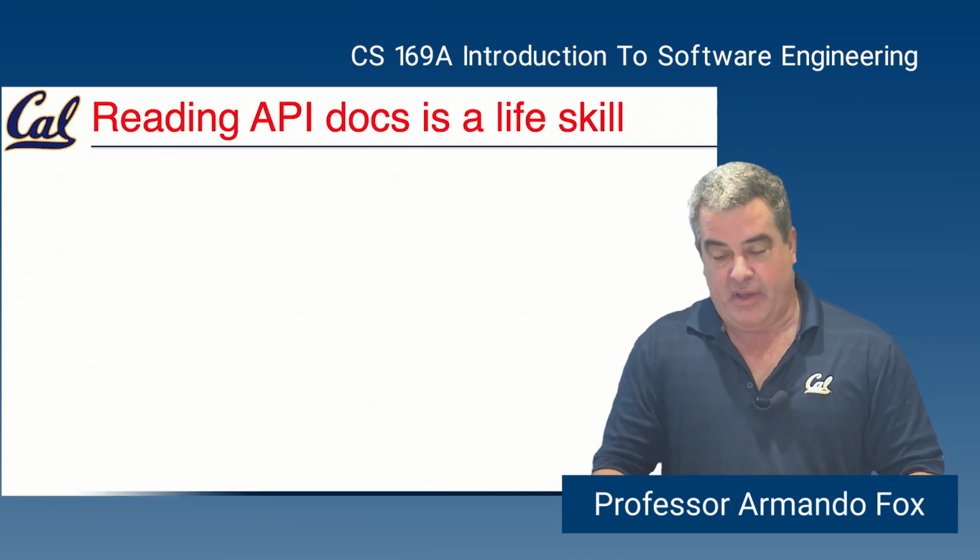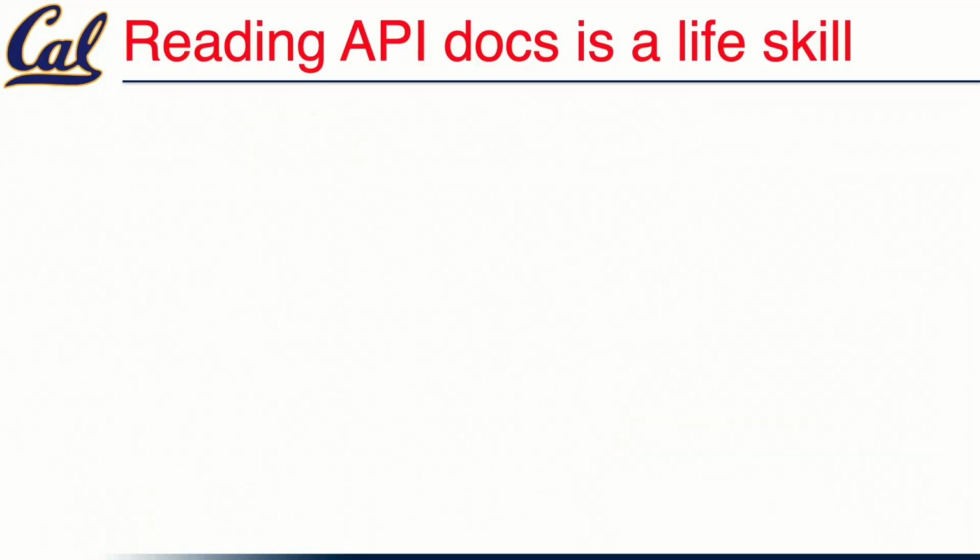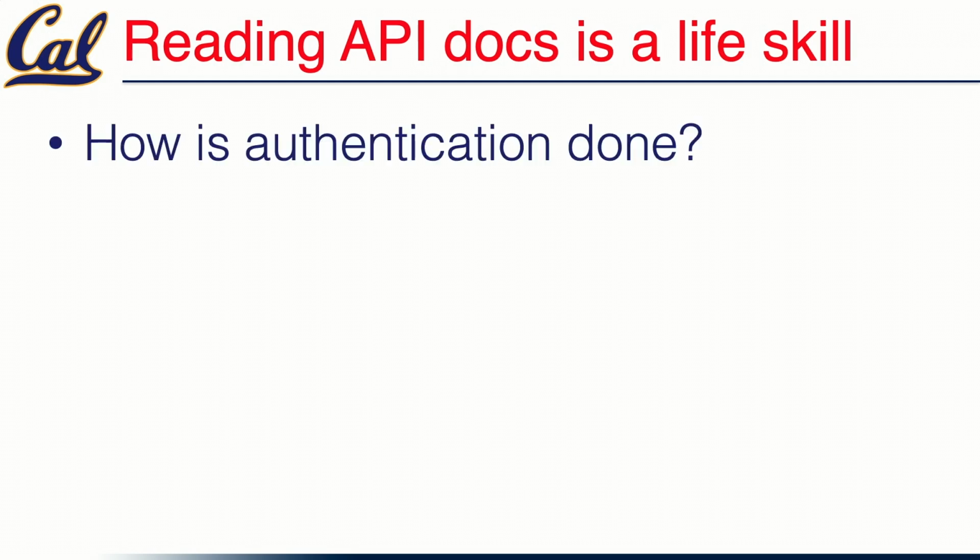But the high order bit from the last couple of segments is that working with APIs is a life skill. So learning to read the documentation, learning to figure out how you step through the API usage. For example, with most APIs you have to authenticate yourself somehow. It might be as simple as we saw with the MovieDB, where you're including an API key as part of the header, or it might be a more complicated sign-up flow where you have to do a couple of transactions, you get a token, and then you use that token.